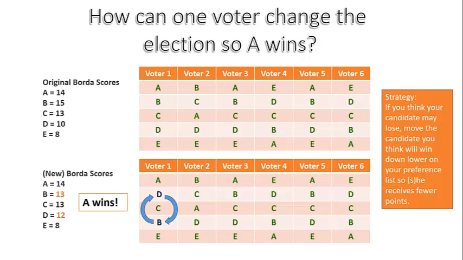So the strategy here is pretty simple. If you think that your candidate may lose, then you would want to move the candidate that you think will win down lower on your preference list so that that candidate receives fewer points. You can see voter 1 had an inkling that maybe candidate B was going to win, so they simply took candidate B and moved that candidate down lower on their preference list. And that lowered the Borda score for candidate B, so that candidate A was able to win.